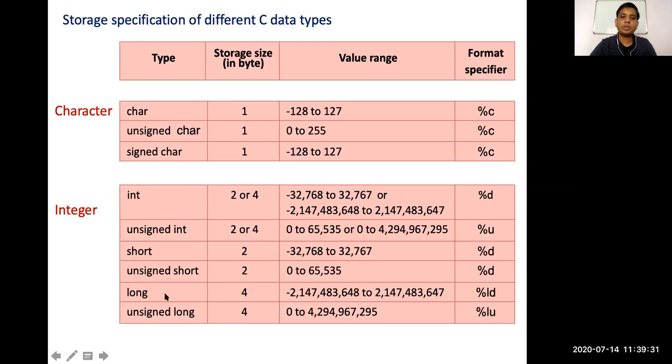Next one is the long one. Long integer always has the size of 4 bytes, doesn't matter whether you are in a 16-bit compiler or a 32-bit compiler. Same for the unsigned long. Remember, the format specifier for long is %ld, and the format specifier for unsigned long is %lu.